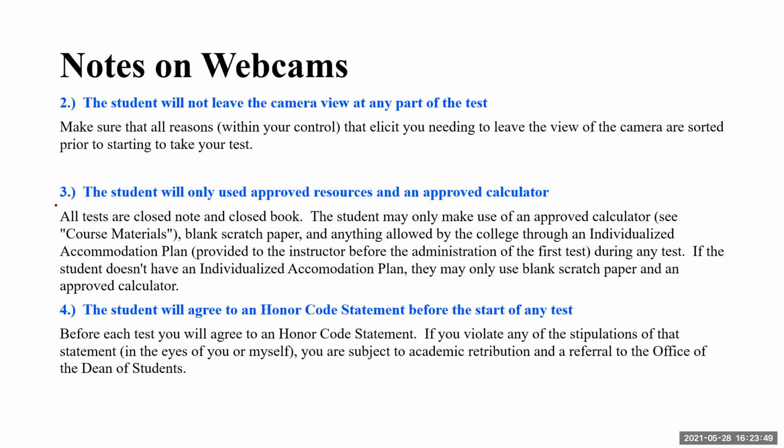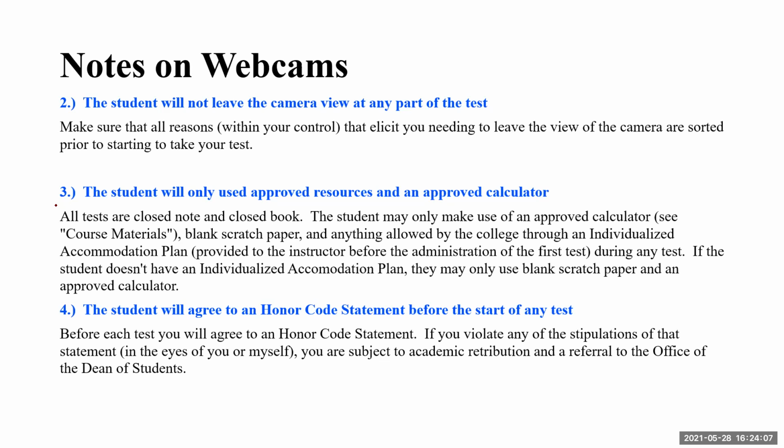Only use approved resources. They're closed note, closed book. You can't feign ignorance about this. I've had students say, "Oh, I had no idea it was a closed note." Stop it. All tests in this class are closed note, closed book. You can use an approved calculator, blank scratch paper, and anything allowed by the college through an IAP.